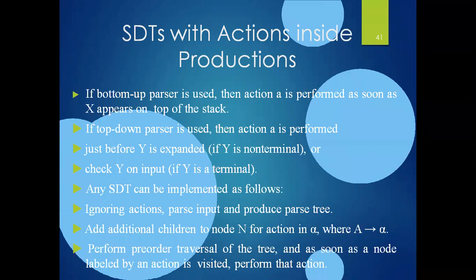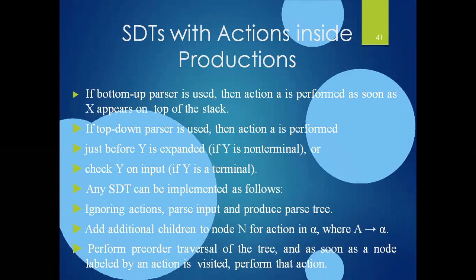If the top down parser is used, then the action A is only performed just before Y is expanded. We need not bother about the non-terminal X, right? What it means is, if Y is a non-terminal or it may be a terminal, we need to check on the input what the next symbol to be generated is, right?